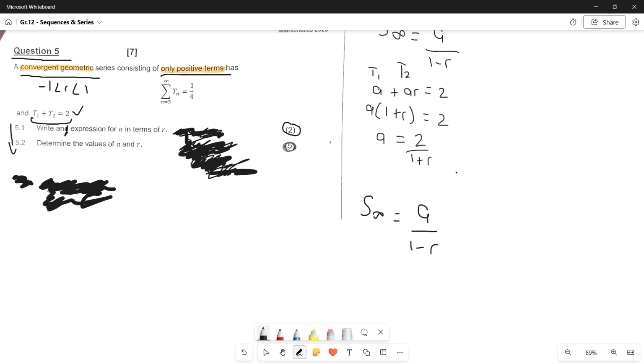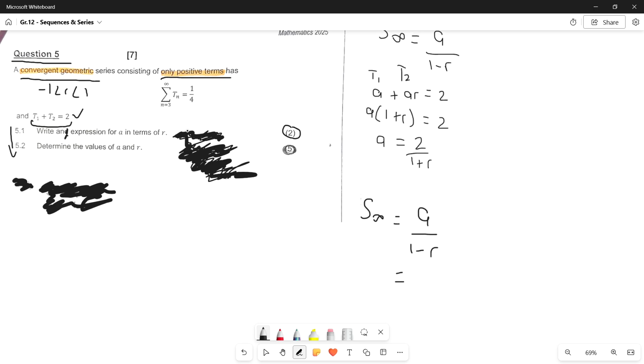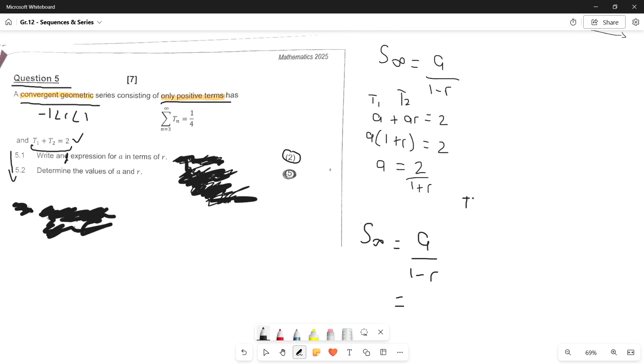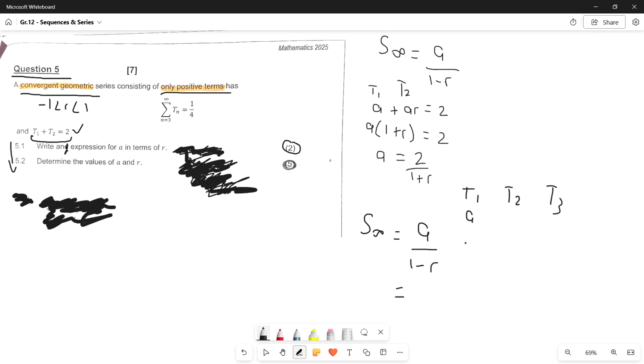Because now we have A in terms of R, which means we can go ahead and plug A in. But one thing to keep in mind is that A in this case isn't 2 over 1 plus R. Because as we were talking about initially, T1, T2, T3, so A represents the first term, and in this case we have 2 over 1 plus R. But this restriction over here is telling us that the first number we put in is the third term, which means that our T2, as we were doing here, we multiply by R, becomes 2R over 1 plus R.